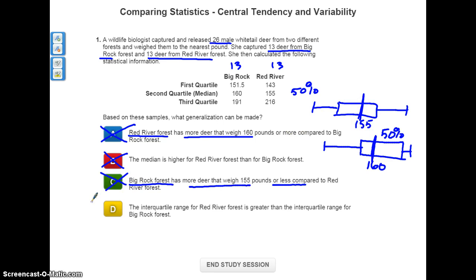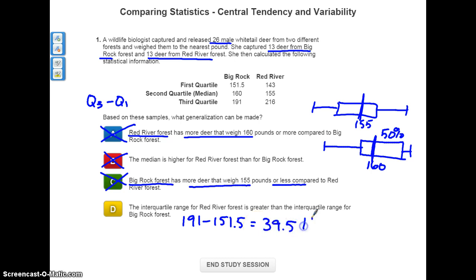The only one that makes sense is letter D, and here's that slam dunk for letter D. This is going to be 100% correct. Why? Because I'm going to calculate the interquartile ranges for both. What that means is I'm taking quartile 3 and subtracting quartile 1, the lowest number. So here's how I do that. For Big Rock, I'm taking 191 and subtracting 151.5. When I do so, I get an interquartile range of 39.5, and if you want units, that's pounds, because that's what we're talking about right here.